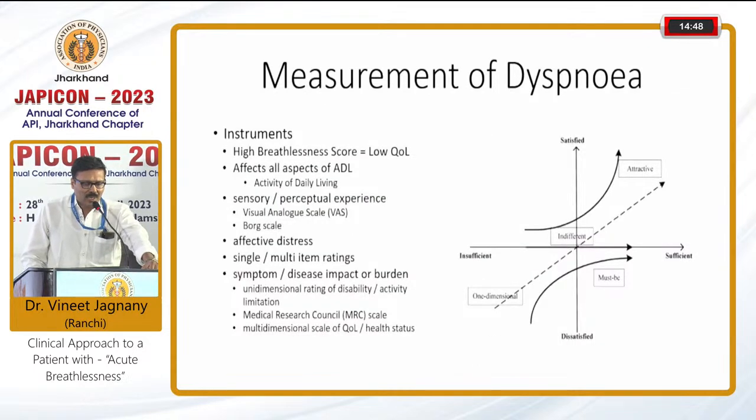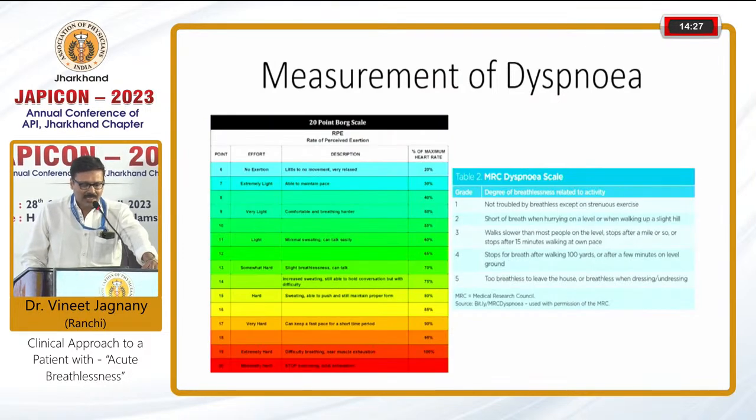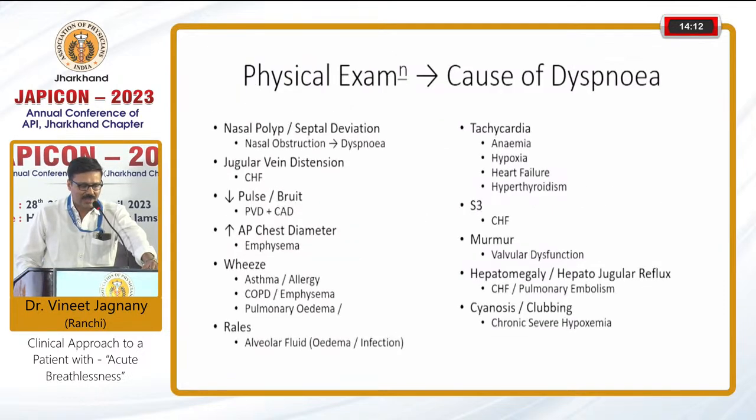Measurement of dyspnea is important because it affects the quality of life as well as daily activity. Whether the breathing is sufficient or insufficient, is the person satisfied or dissatisfied with his breathing pattern? There are various scales like rating of perceived exertion, the Borg scale, the MRC scale, which help us to find out the severity of dyspnea. Likert scale is important, which compares the dyspnea from the previous week. So these are the various scales which help us to diagnose the severity of dyspnea.